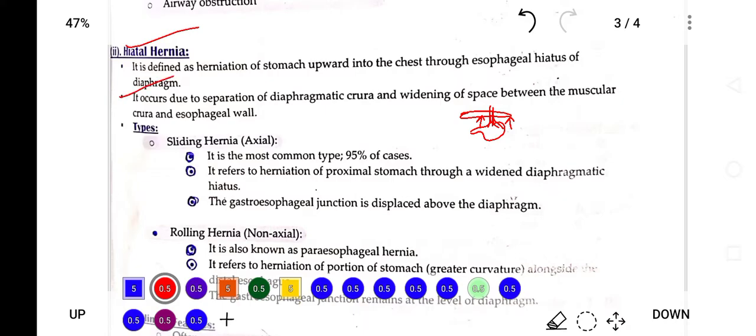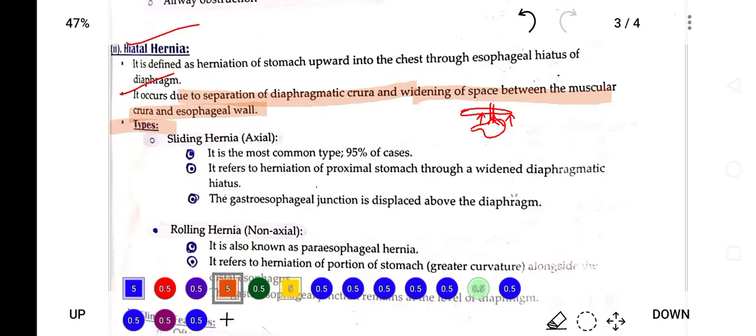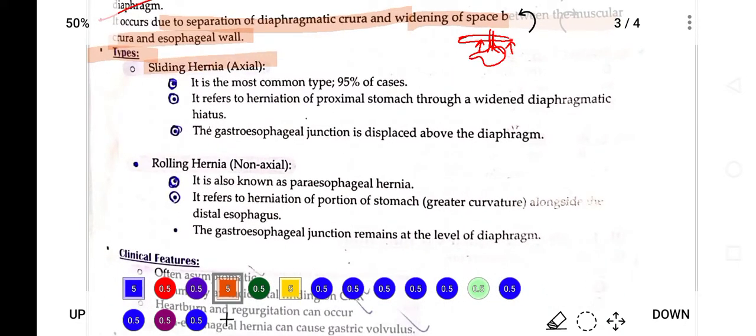It occurs due to separation of the diaphragmatic crura and widening of the space between the muscular crura and the esophageal wall. Now, the types of hiatal hernia are sliding hernia, which is also known as axial hernia, and another is rolling hernia, which is known as non-axial hernia.